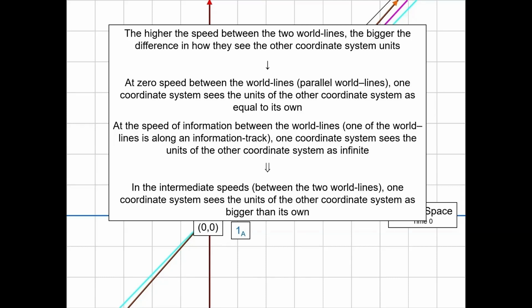So only when the speed between the two world lines is a significant amount compared to the speed of information, then the differences between their coordinate systems start to be noticeable. And when the speed between the two world lines gets close to the speed of information, suddenly the differences grow bigger and bigger very quickly.